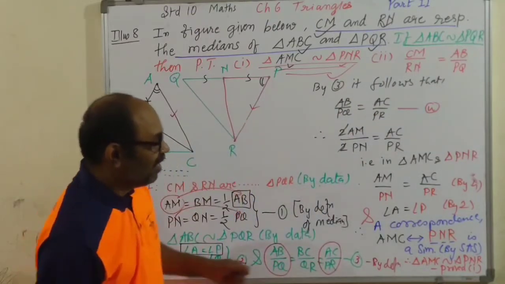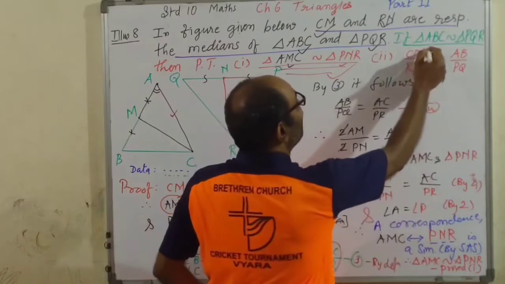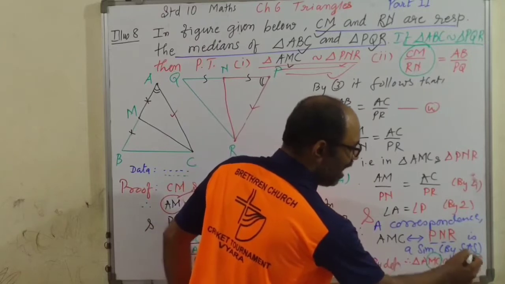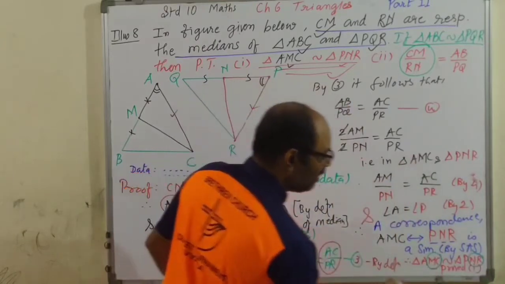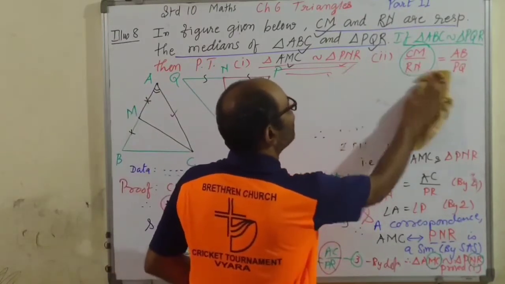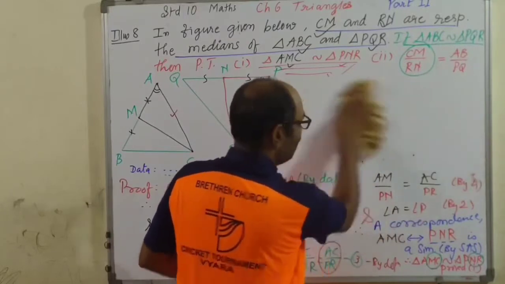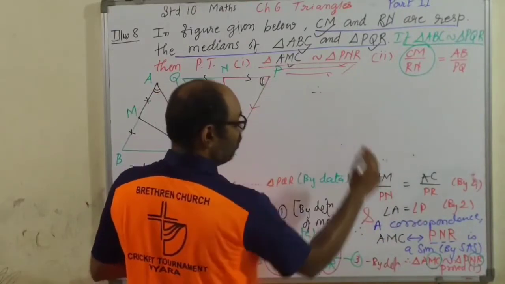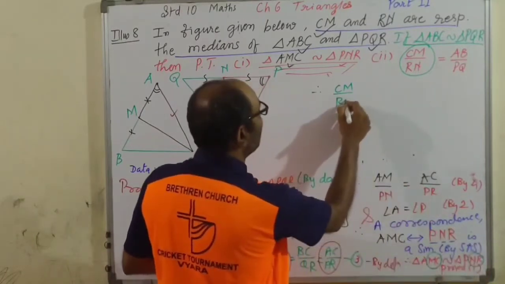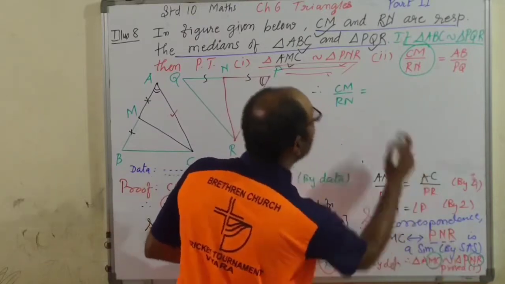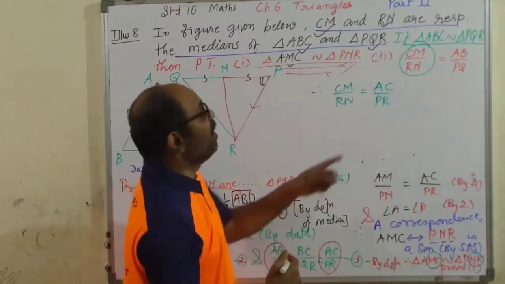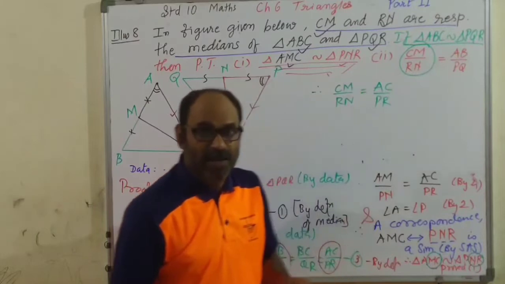Hey children, ये similarity है, so you get this ratio, this similarity. You can see CM upon RN. Alright? Okay. CM upon RN. I'll remove this part now. Therefore, CM upon RN is equal to AC upon PR. AC upon PR. But we have to prove CM upon RN is equal to AB upon PQ.